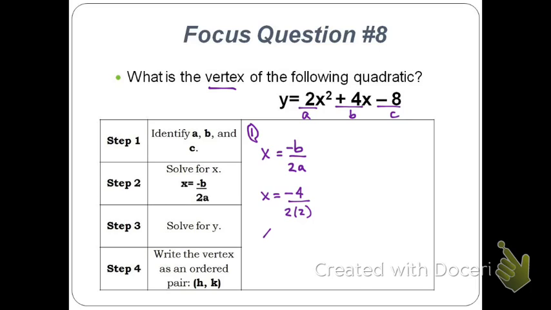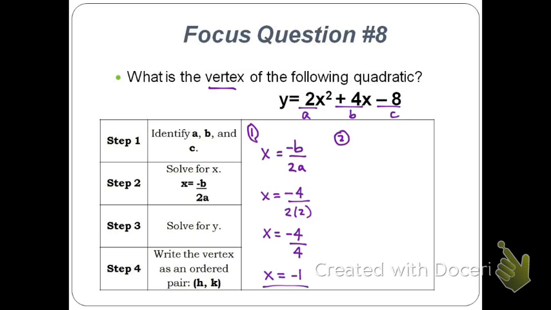Okay, simplifying, we get x equals negative 4 over 4, and thus x equals negative 1. Now normally that would tell us just the axis of symmetry, which is absolutely correct, but we want to take it further and find the vertex. So, step 2 here. Check this out.